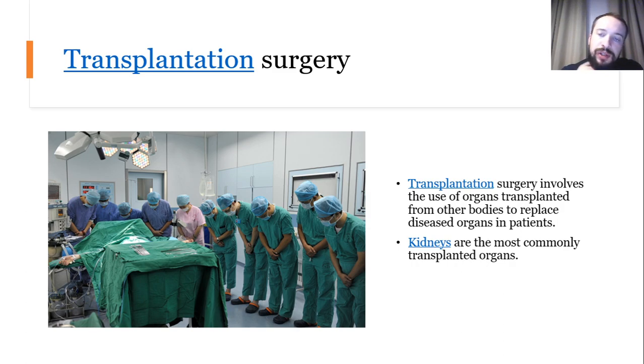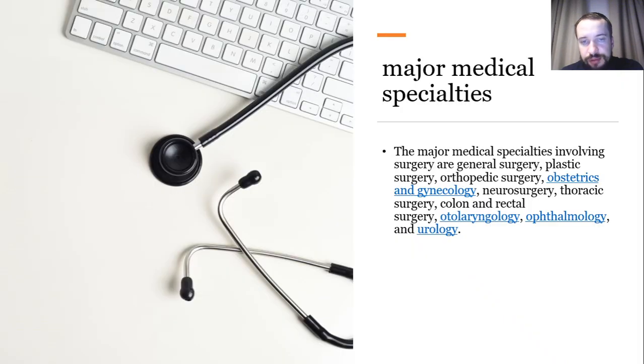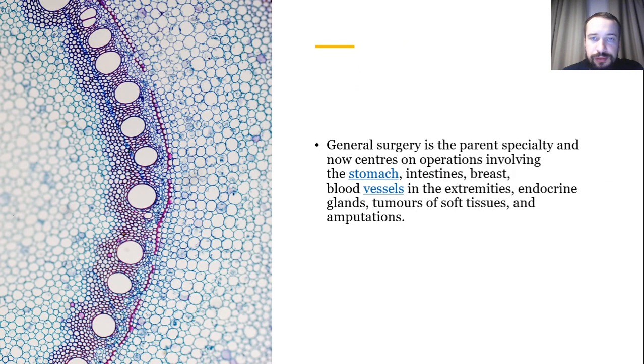Transplantation surgery involves the use of organs transplanted from other bodies to replace diseased organs in patients. Kidneys are the most commonly transplanted organs. Major medical specialties. The major medical specialties involving surgery are general surgery, plastic surgery, orthopedic surgery, obstetrics and gynecology, neurosurgery, thoracic surgery, colon and rectal surgery, otolaryngology, ophthalmology, and urology.